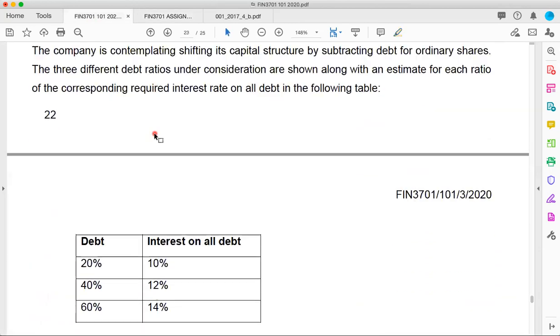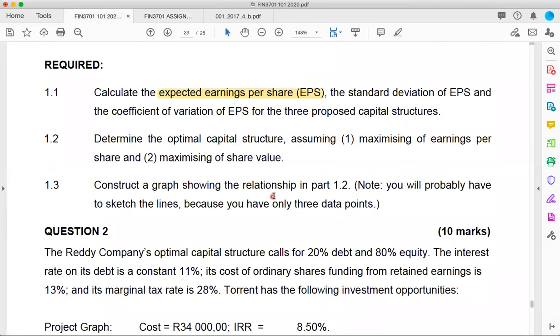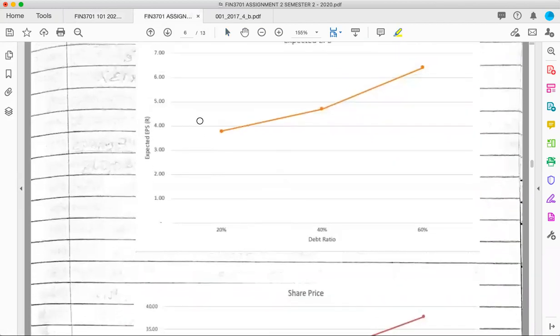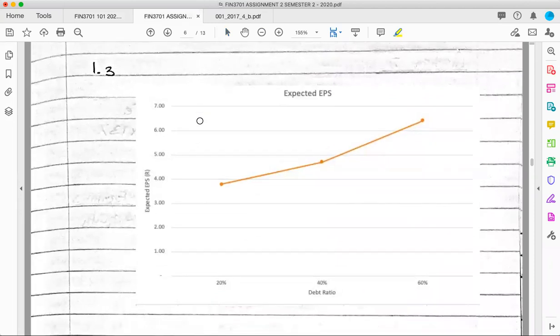And then lastly, part 1.3 said, construct a graph showing the relationship in part 1.2. Note you will probably have to sketch the lines because you have only 3 data points. Okay. Now, a lot of students struggle with drawing graphs. But when you're drawing graphs, the key is just make sure you try to use as much of the paper, as much of an A4 page as possible, and just try to make sure you get your scales right. If you do that, the graph won't be too difficult to draw.